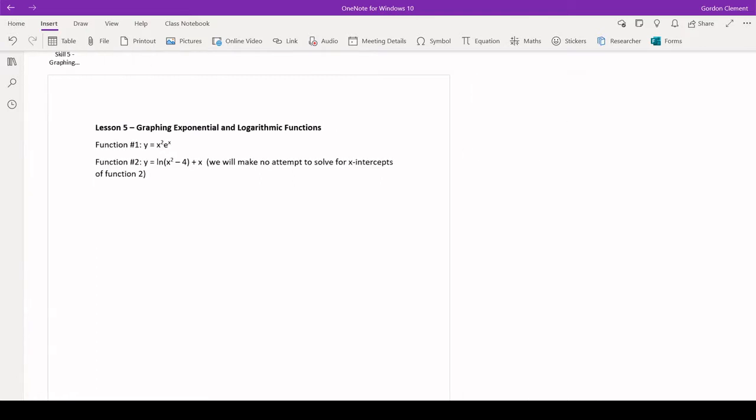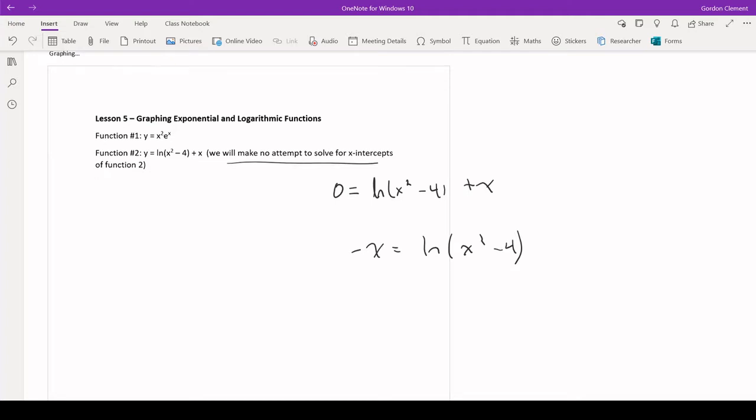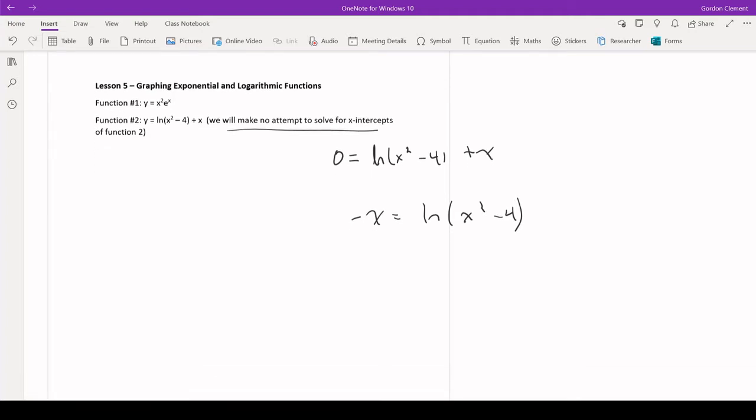Alright, so we're going to take a run at this second graph here. I made a note here. We're going to make no attempt to solve for the x-intercepts of this one because basically it turns into, like, it's bad. If we were going to try, we'd get this, which would mean this is true. And then I'd be kind of stuck. Like, I could turn it into an exponential maybe, but it doesn't get much better.